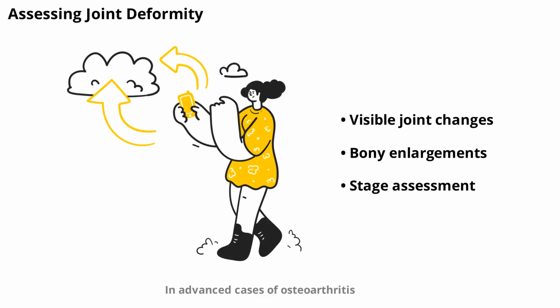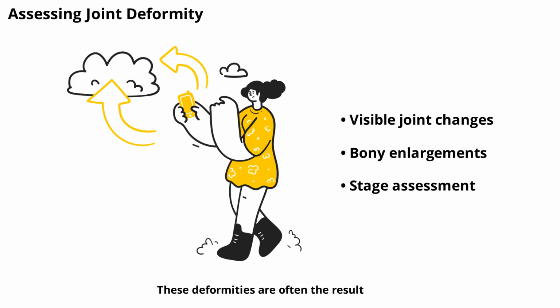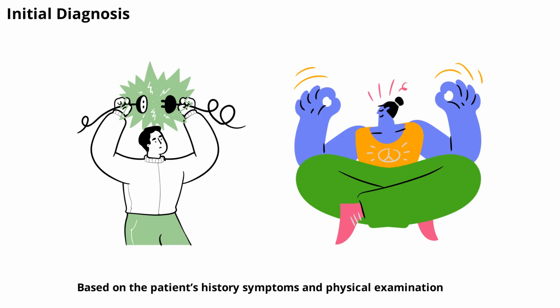In advanced cases of osteoarthritis, joint deformity may become apparent. The doctor examines the joint for any visible changes in shape or alignment, such as bony enlargements or nodules. These deformities are often the result of chronic cartilage loss and bone remodeling. Identifying joint deformity helps determine the stage of osteoarthritis and can influence treatment decisions, such as the need for surgical intervention.